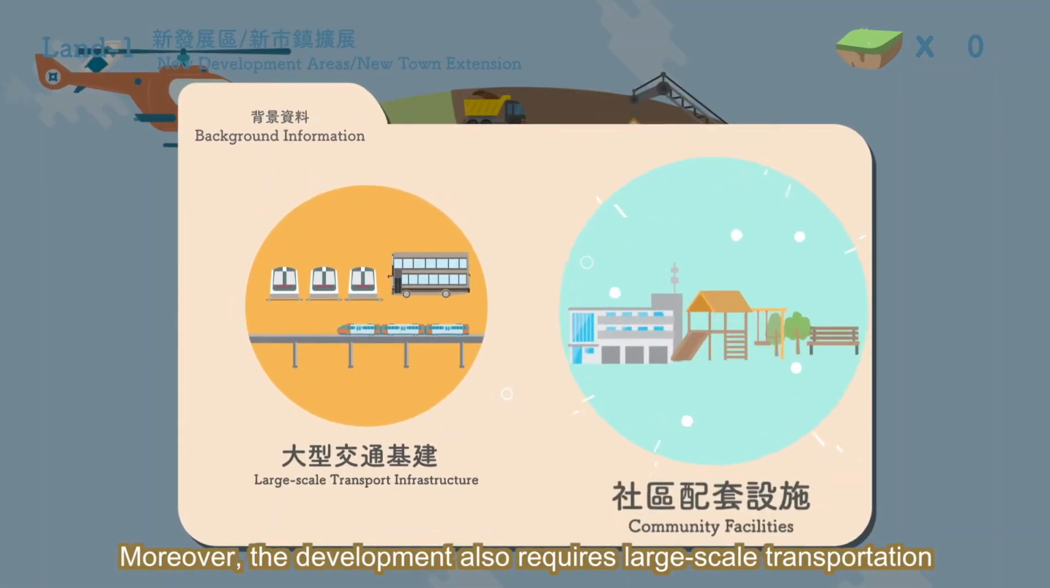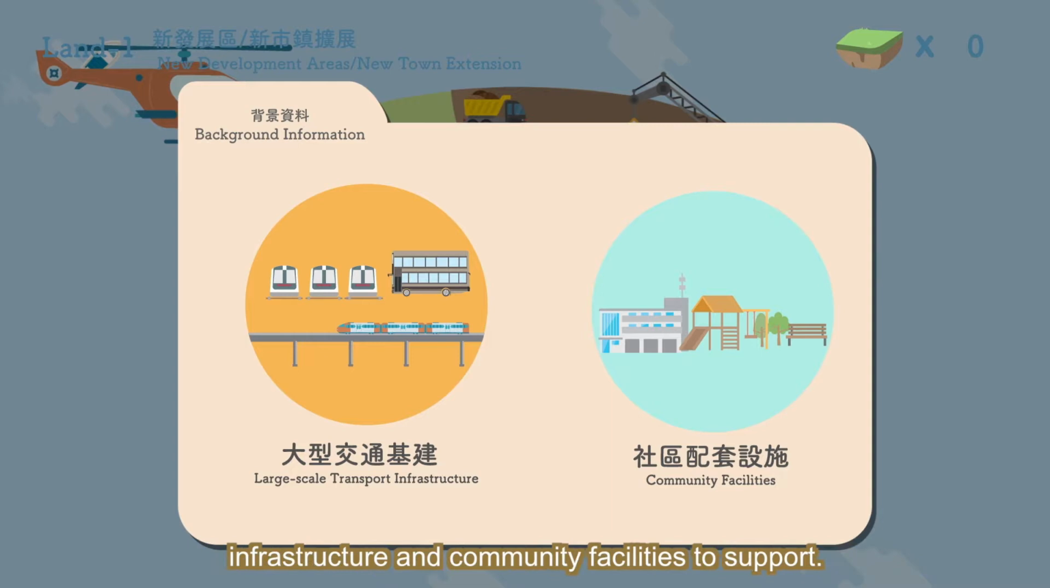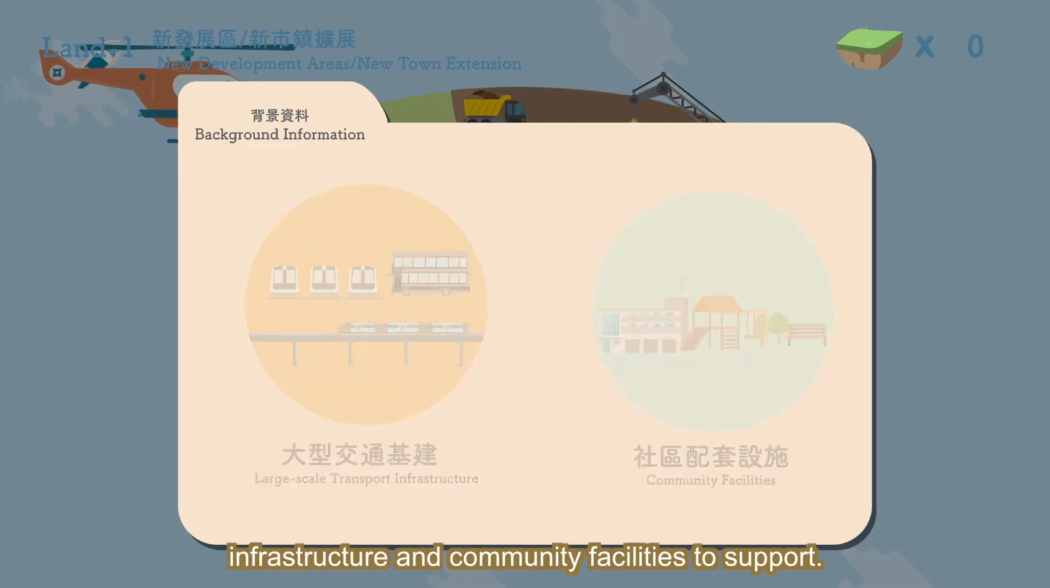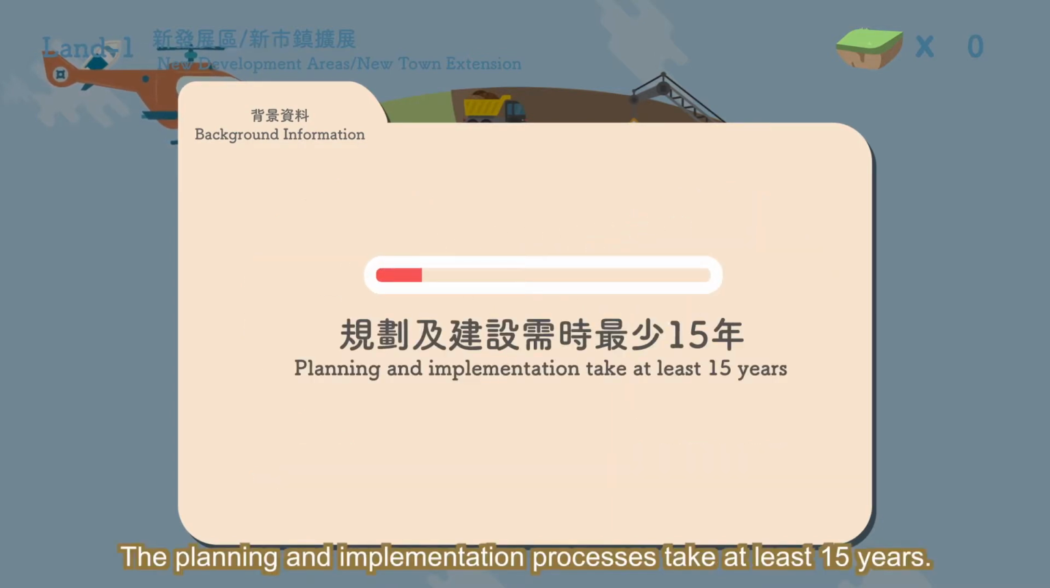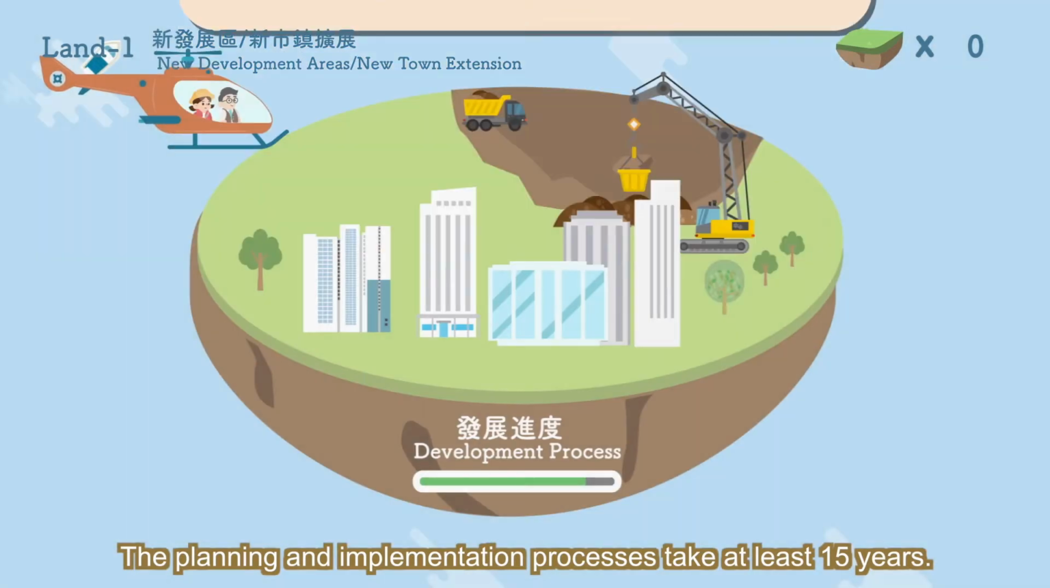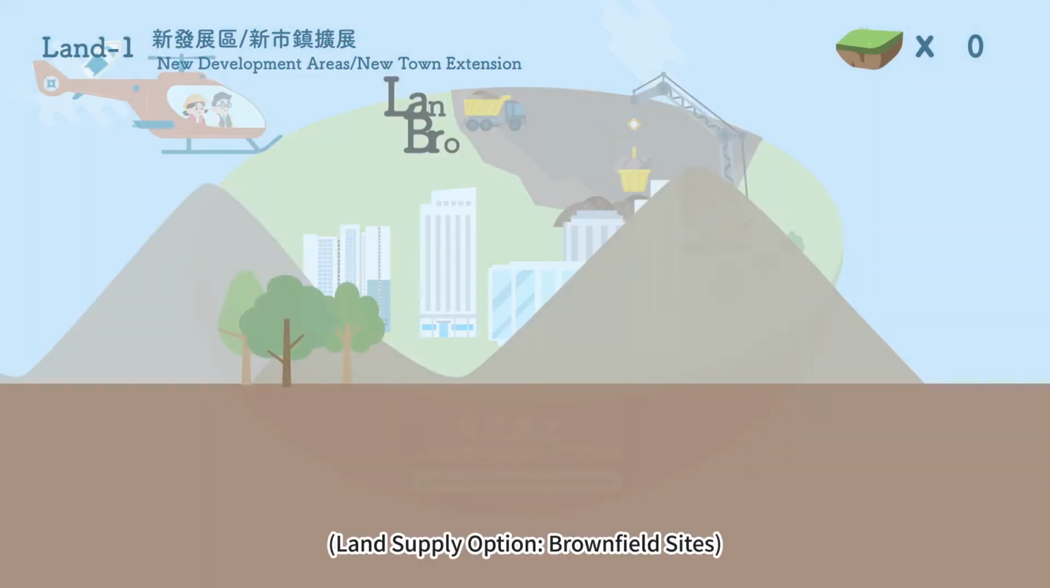Moreover, the development also requires large-scale transportation infrastructure and community facilities to support. The planning and implementation process take at least 15 years. Land supply option, Brownfield Sites.